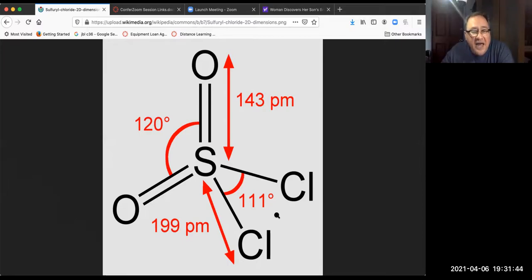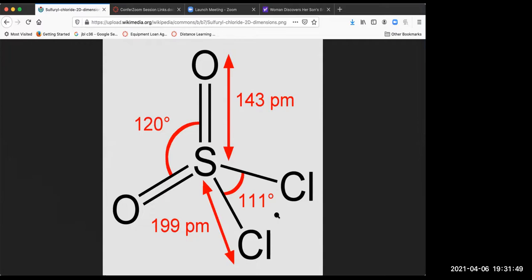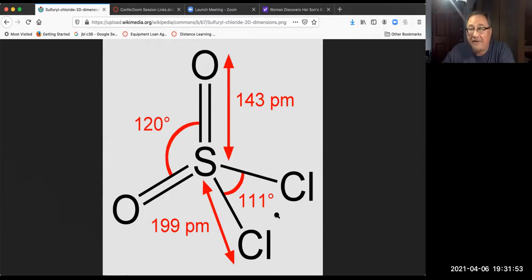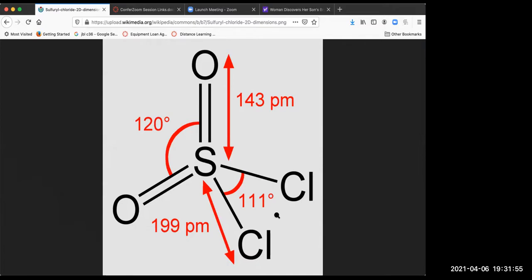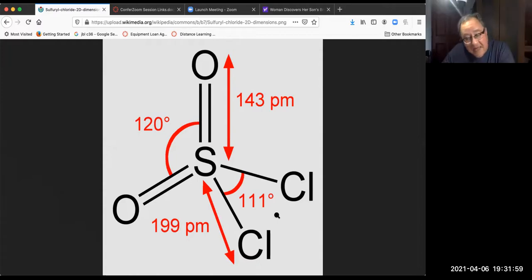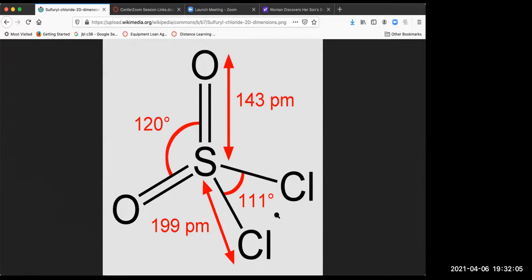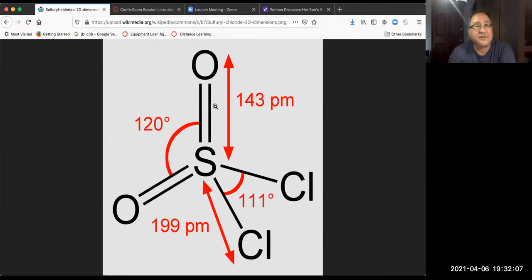How many should this have? Well, 2 oxygens at 6 each is 12. Add in a sulfur at 6, and you have 18. Add in a chlorine at 7, and you've got 25. Add in another chlorine at 7, you get 32, and that's how many you should have. So there's always a way to check your answer. But sometimes you have to figure out what they're not showing you.